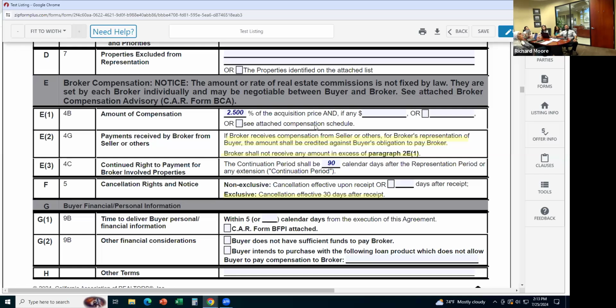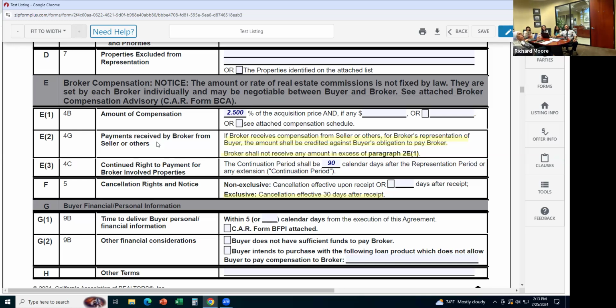You would attach a separate compensation schedule, and I believe that's a form. That might be another form. It doesn't say what form it is here, but maybe an addendum. Yeah, it could be an addendum. You can write it in there. So let's go back to where we are.